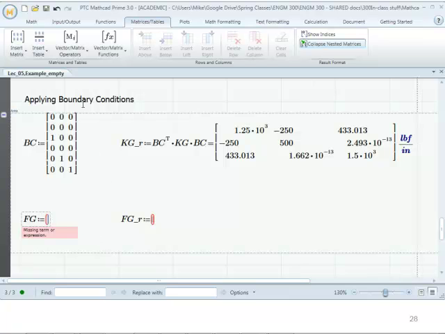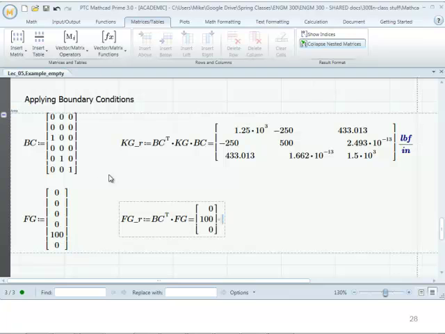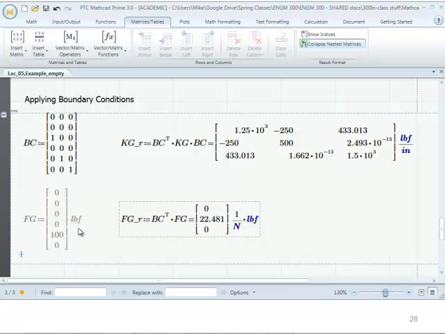And we need to do the same thing with our force matrix. So we need the global force matrix. We don't have that yet. We have to create it. So that's the 0, 0, 0, 0, 100, 0. We're going to reduce that guy too. So we're going to take the transpose of the boundary condition matrix times our global force matrix we just created. I'm going to add back here on the global force matrix the units there. Come out a little bit more cleanly there.